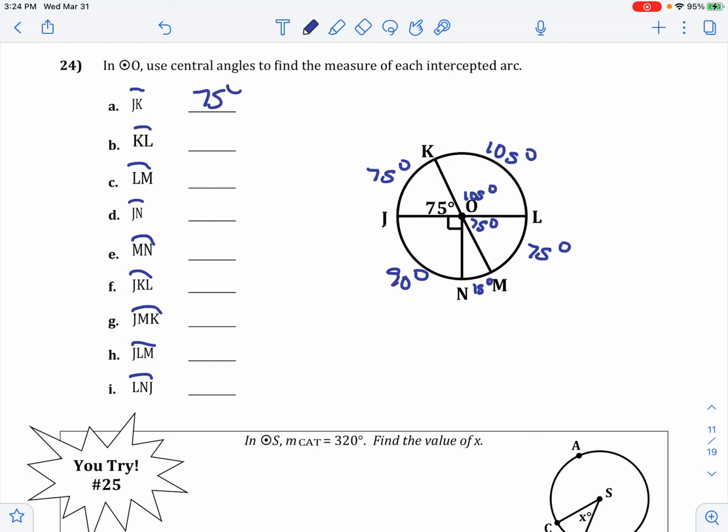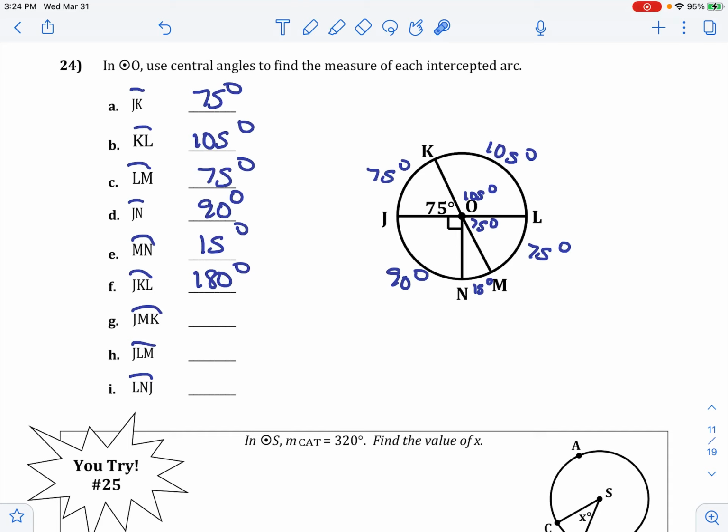So JK we know is 75. KL we found is 105. LM 75, JN 90. So we did all these without even looking at the problem. It's just nice to have them filled out in advance. We get 15 for our MN. Okay, now we have JKL, so I just kind of want to follow that one. So J to K to L, well, that's a semicircle, so we know that's 180.